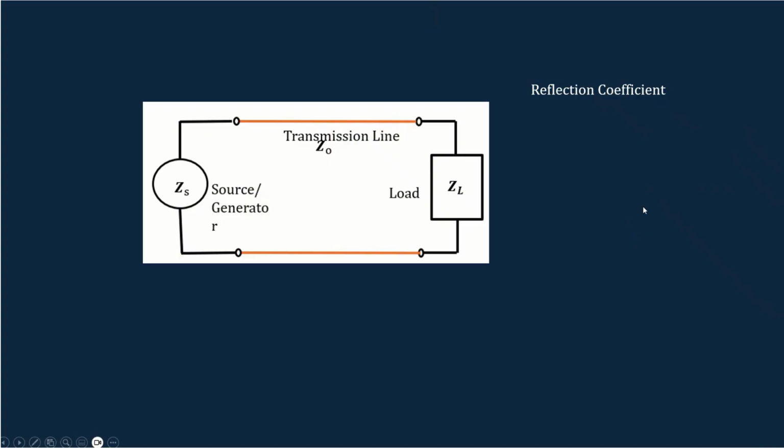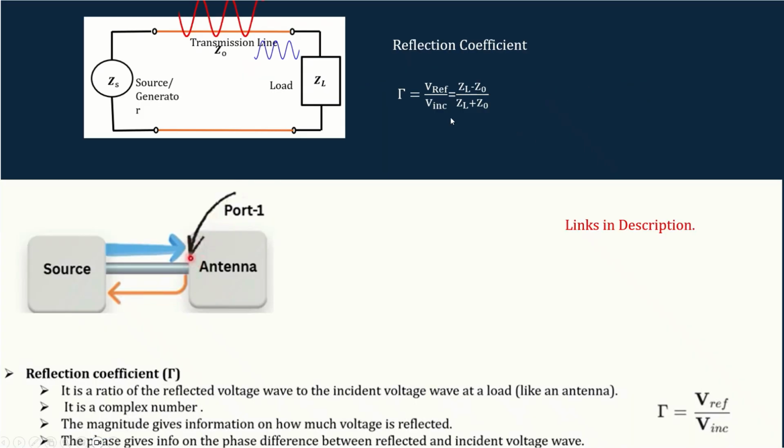So let's start with our basic circuit system. It will have the source, which is connected to the load through a transmission line. When a wave is incident on it, if the load and the characteristic impedance are not matching, some wave will get reflected back. This reflected wave depends upon the impedance mismatch between the load and the characteristic impedance, which is given by the reflection coefficient.